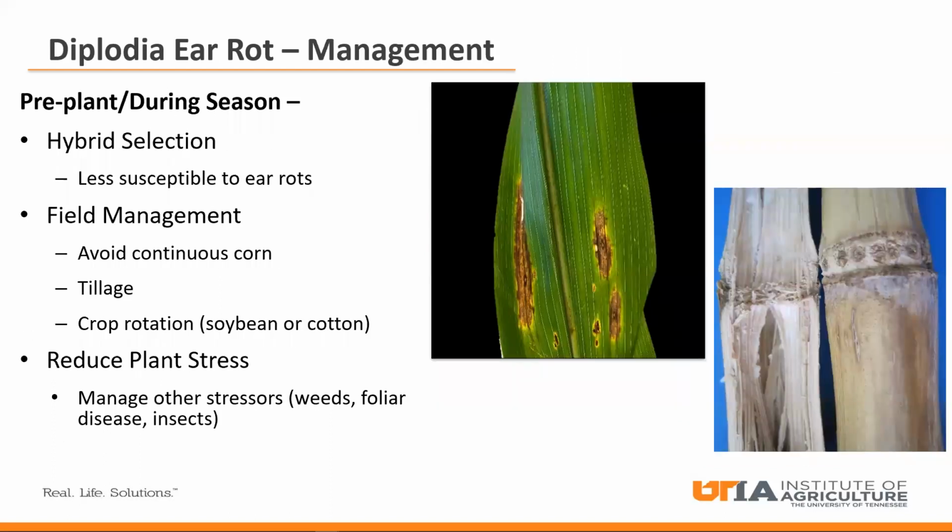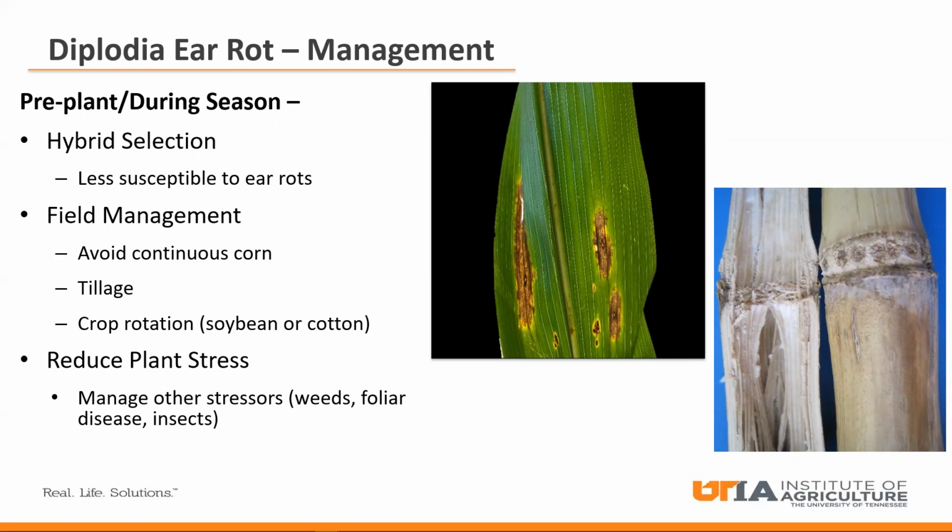So again, management for Diplodia ear rot: hybrid selection, avoiding continuous corn tillage when possible, crop rotation to soybean or cotton, and reducing plant stress.